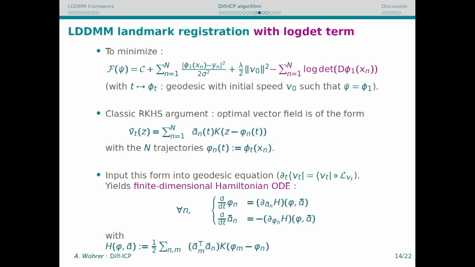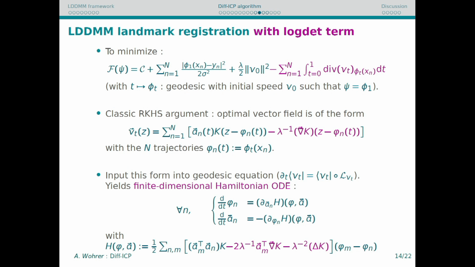But what happens is that when I have this log Jacobian term that I also need to add to the optimization, first thing is I can rewrite this as the integral from t equals 0 to 1 of the divergence of the vector field. And that's a nicer way to talk about it because it's going to add first order derivatives in the optimization. And so the optimal speed at every point has an additional term, which is the gradient of the reproducing kernel. And the Hamiltonian has additional terms that are based on the gradient and on the Laplacian of the reproducing kernel. So it's just a bit more cumbersome, but basically it's the same machinery as classic LDDMM.